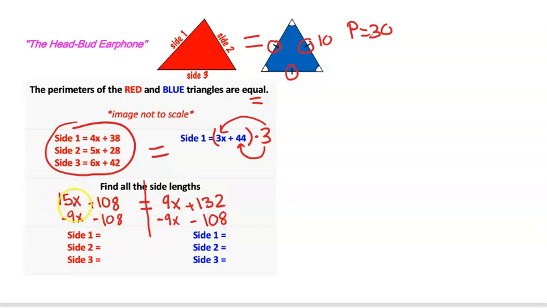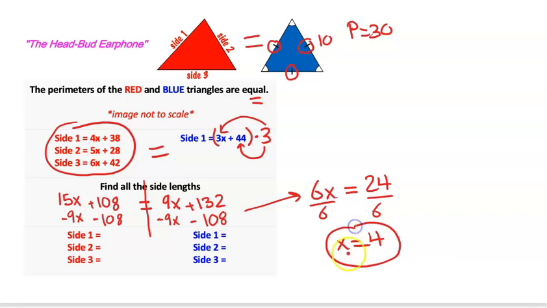Okay, 15x minus a 9x. I'm going to write my math over here. I got plenty of pretty space over here. It's going to be a 6x. Okay, and then that's going to equal 132 minus a 108, I believe, is a 24. All right, cool. So final move, divide both sides by 6. X is going to equal a 4. Sweet, I am done. No, I'm not.